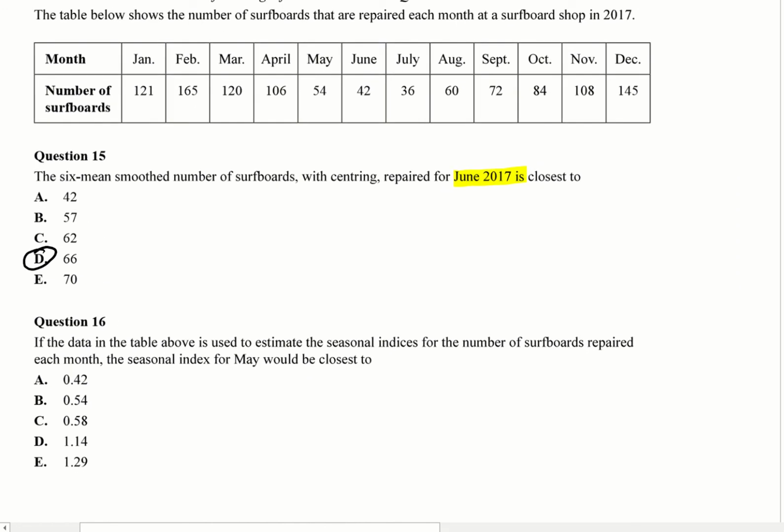I'd probably put that in my summary book, so you've got it for both exams. Okay. So in this one, if the data in the table above is used to estimate the seasonal indices for the number of surfboards repaired each month, the seasonal index for May would be closest to which of these values? What you want to do here is get the average of these numbers. You add all those up and divide by 12, because there are 12 numbers, and you'll get an average equal to 92.75.